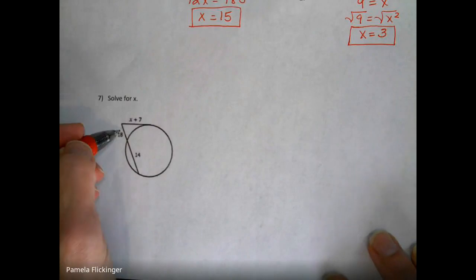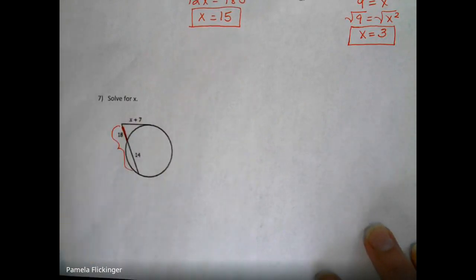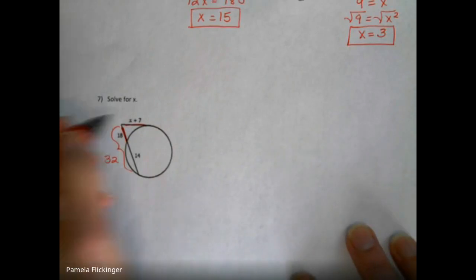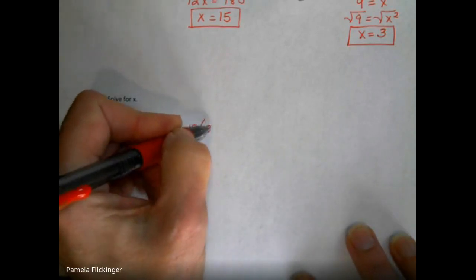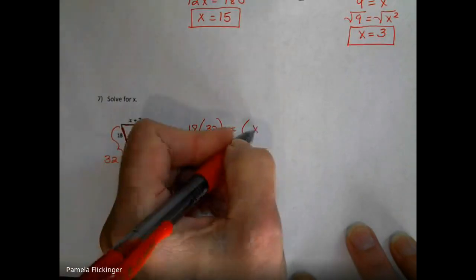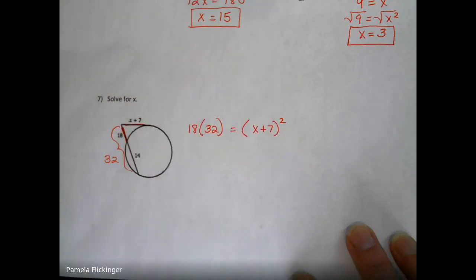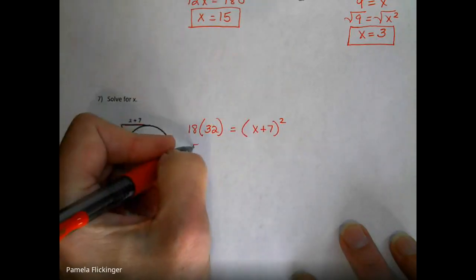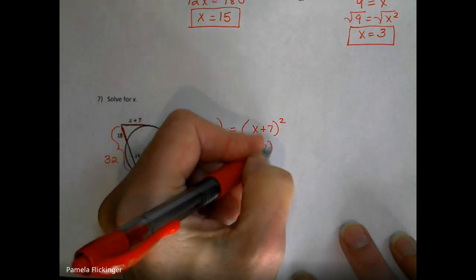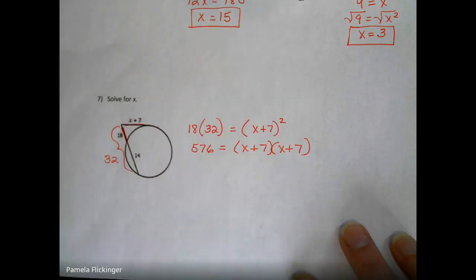All right, so again, for the secant, the external part is 18. Put that together with 14, and we again get 32. And then our tangent is the quantity x plus 7. So we've got external times the whole secant, so 18 times 32 is going to equal the quantity x plus 7 squared. So once again, we already know from up above that equals 576. And then when you square a quantity, you're going to write it twice and then factor it out.